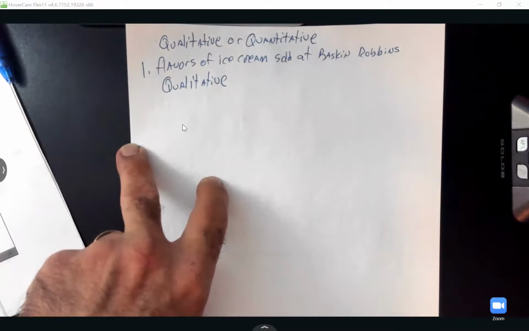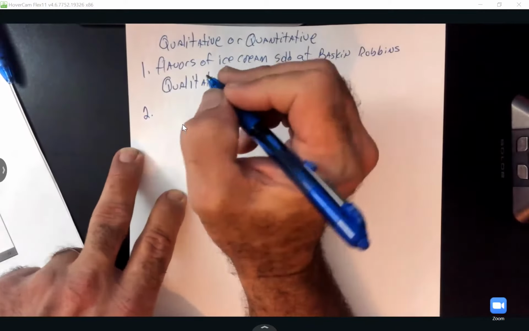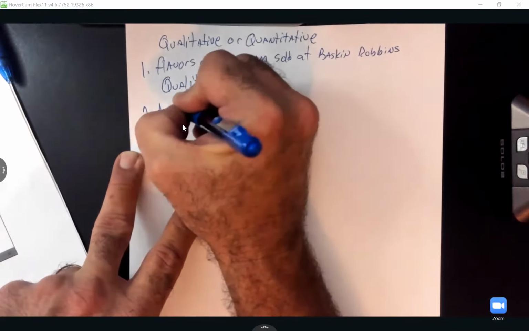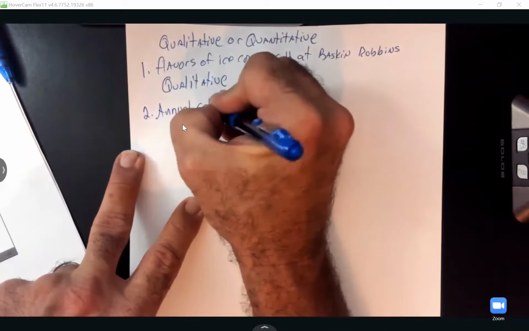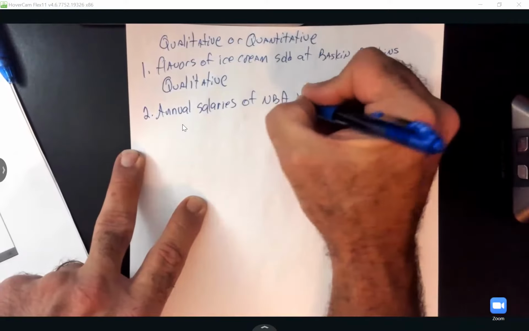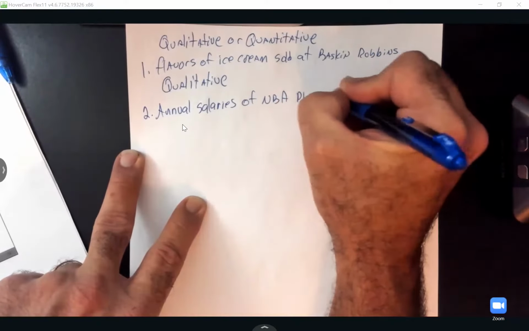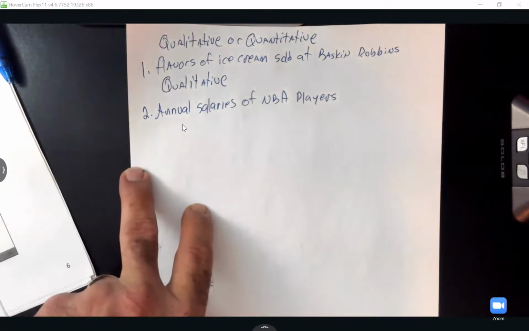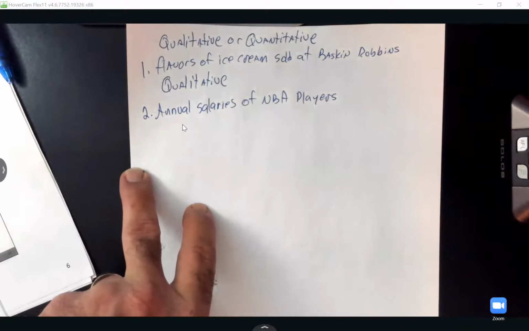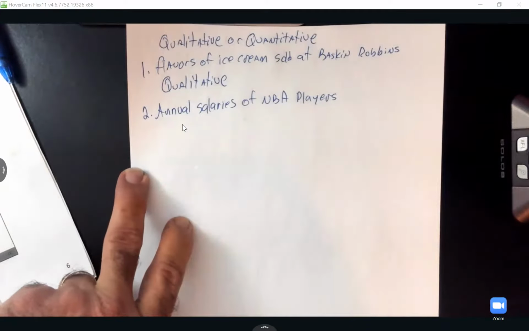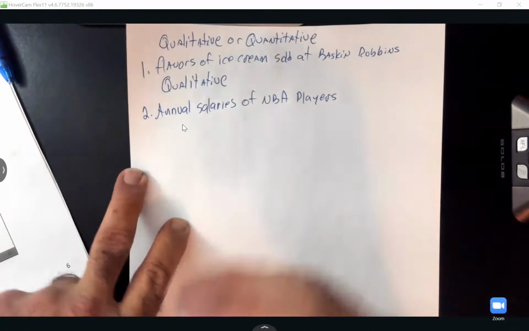So I'm going to leave the chat open for a second. How about the annual salaries of NBA players? So annual salaries of NBA players. So that is definitely, I got it on the chat, quantitative. Good job.